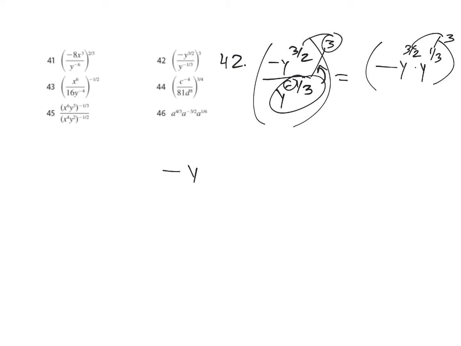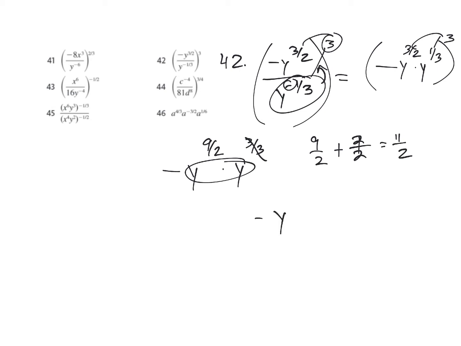You have negative y to the 9 halves times y to the 3/3, which is 1. And if you have like bases, you add the exponents. So 9 halves plus 1 is the same thing as 9 halves plus 2 over 2, or 11 halves. So our answer should be negative y to the 11 halves.